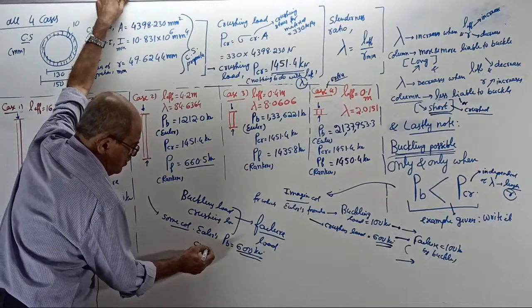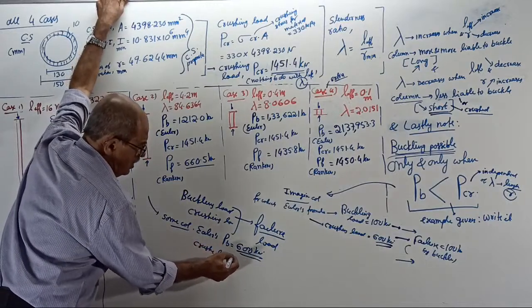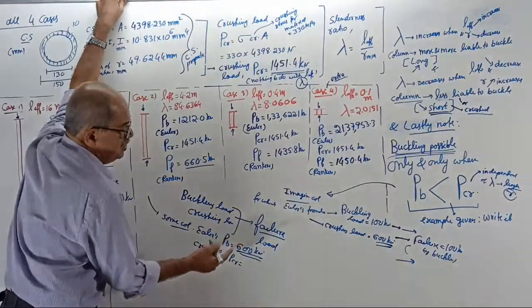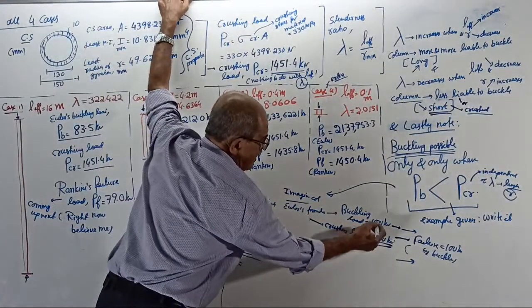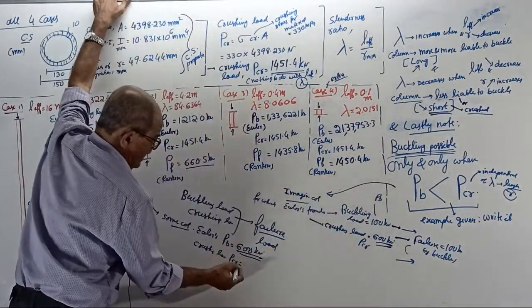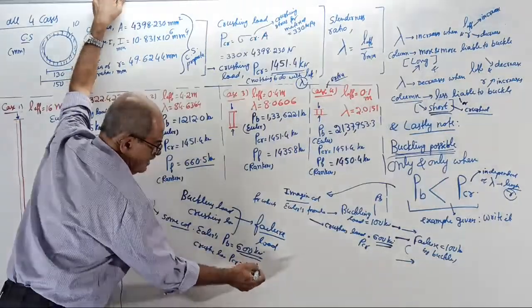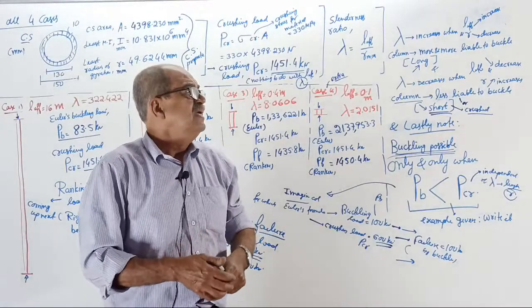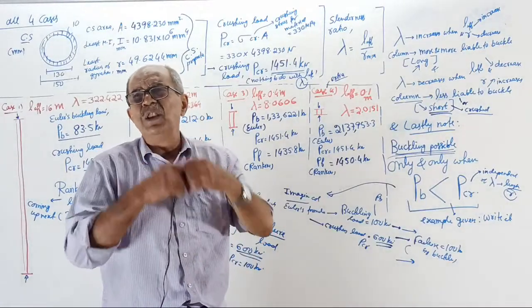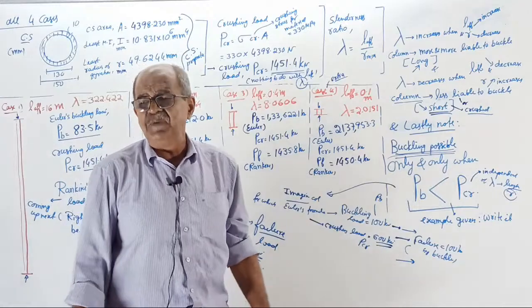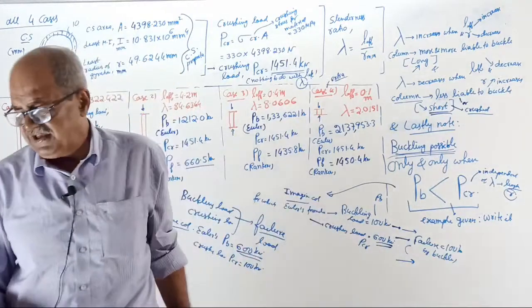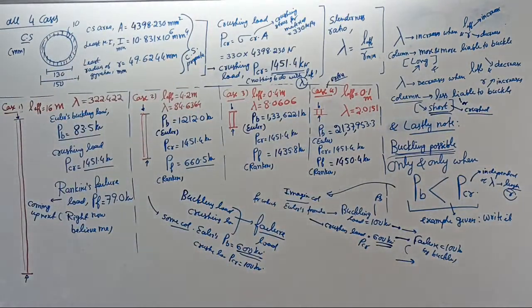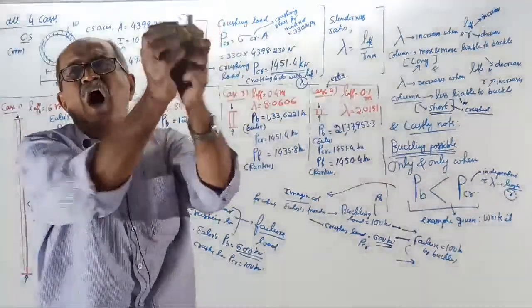the crushing load, PCR, this is the crushing load PCR, this is PB. PCR is 100 kilonewton. When the load reaches 100 kilonewton, it is a short column. The column will get crushed. It will become pieces. Crushed. You know what crushed means? Fully crushed. See, the column becomes crushed, gone.